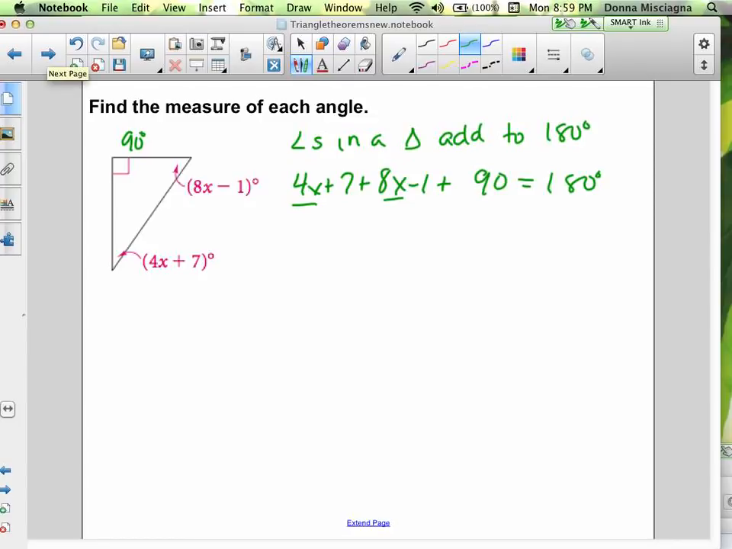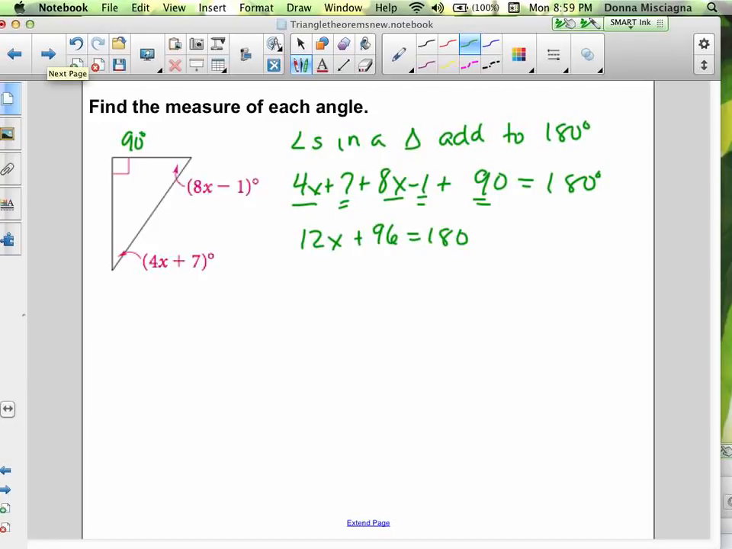Add up your terms with a variable, right? Your like terms there, and then add up your numbers. Put those all together. I would simplify everything on one side and then isolate x. So I have 4x plus 8x. That's going to give me 12x. 7 minus 1 is 6, and 6 plus 90 is 96.